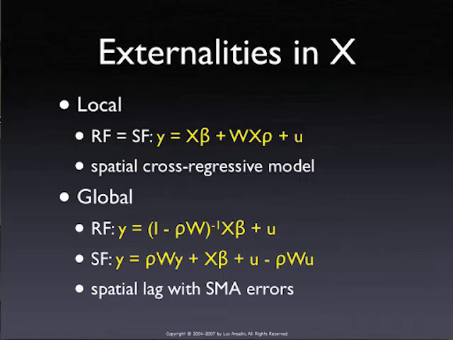Whereas below, we have both global models, and here we see something very interesting, namely the model that we usually focus on, the mixed regressive spatial autoregressive model, actually imposes a constraint on the nature of the externalities. The constraint is that the externalities in the x and the externalities in the error term follow the same process. Now, is that reasonable? Maybe, maybe not.